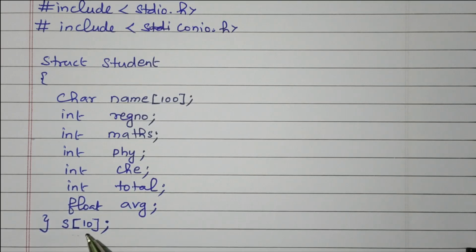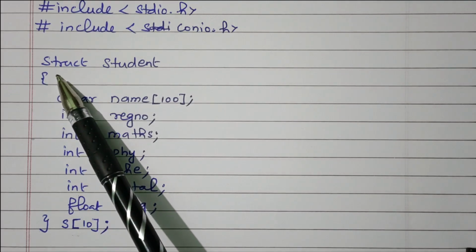s[10], this is a single dimensional array. So we can store 10 student details. Otherwise we can create s1, s2, s3 also. But if more number of variables are there, it is easier to go with the array, so that we can store easily. By using a for loop, we can easily get the details and process the data, so that is why we are using a single dimensional array. Otherwise we can store s1, s2, s3 also, but it will take a lot of time. So this is the creation of array.